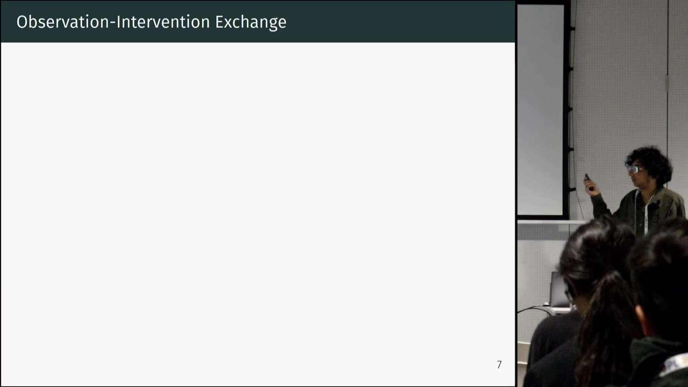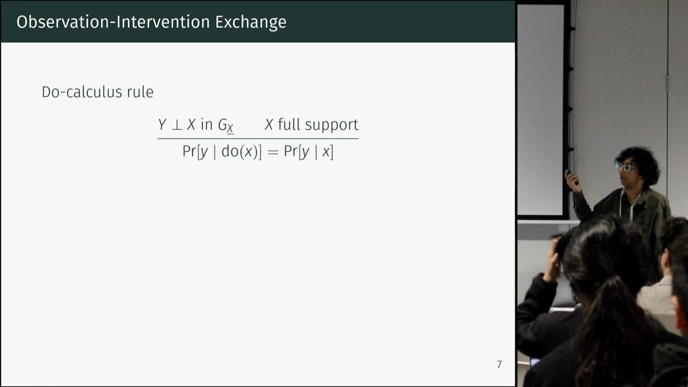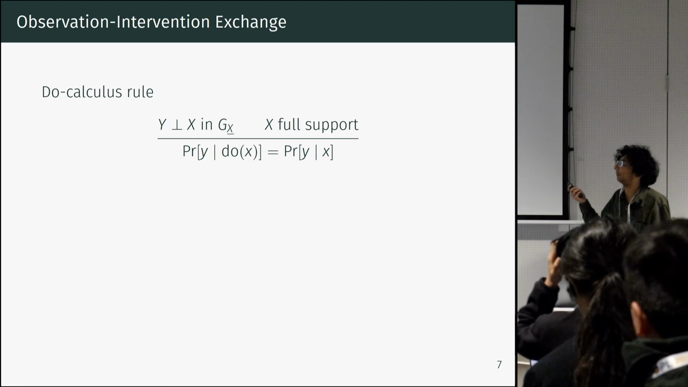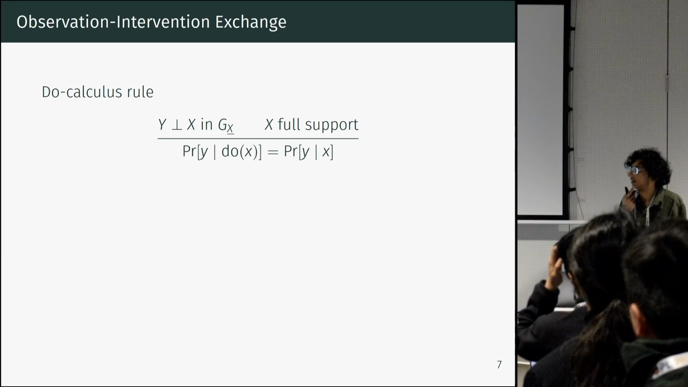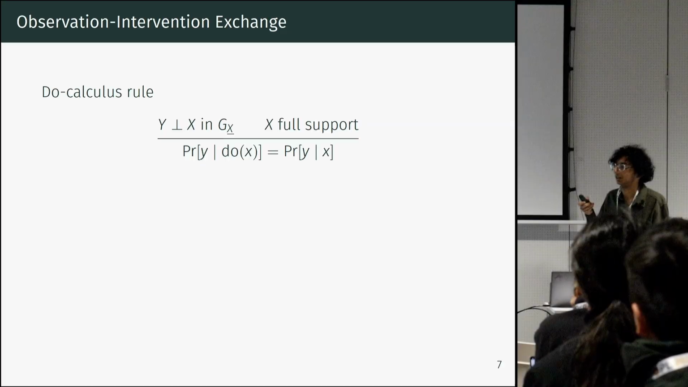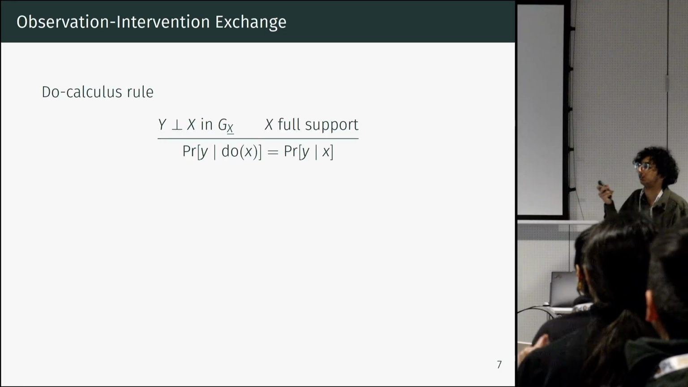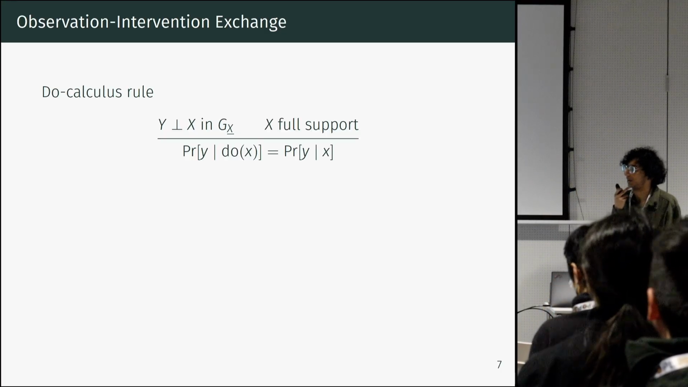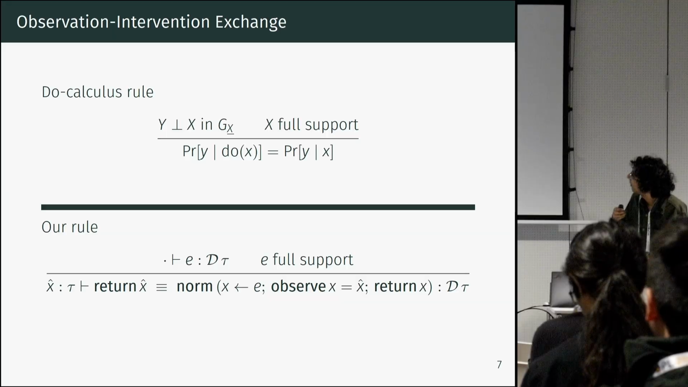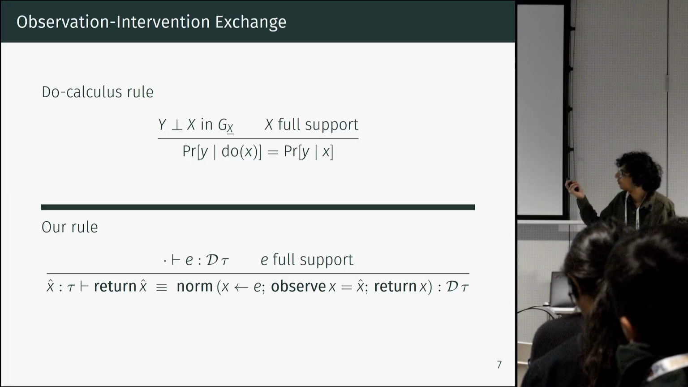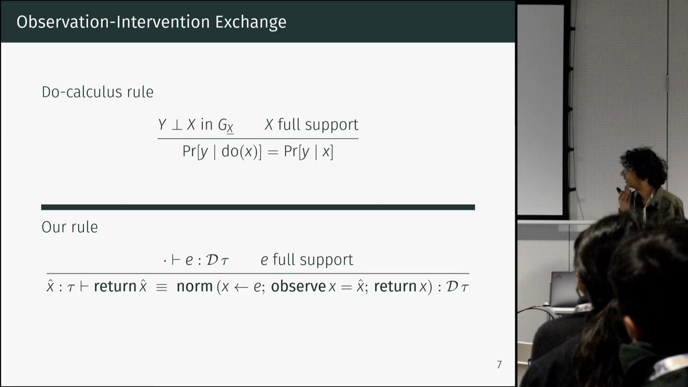But before we talk about what that final program looks like, I want to talk about what some of these equational rules look like. I'm going to talk about maybe the most important equational rule, which is called observation intervention exchange. This tells us when we can turn our interventional distribution, the probability of y given that we intervene on x, into a regular conditional distribution, like the probability of y given that we just observe x as normal. And the thing to point out is that we've encoded this rule as what looks like the shape of a regular typed equational rule.